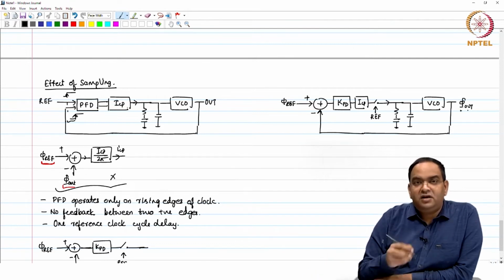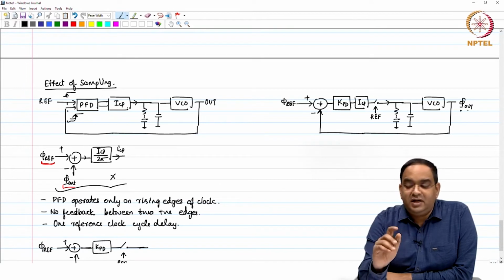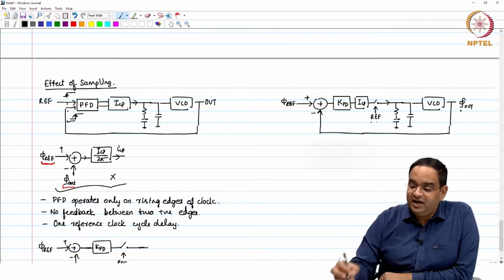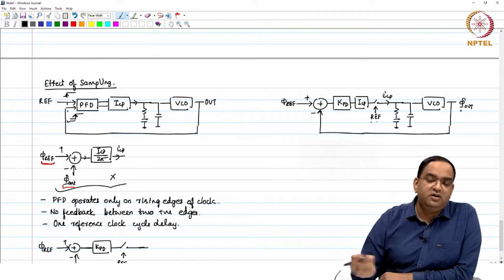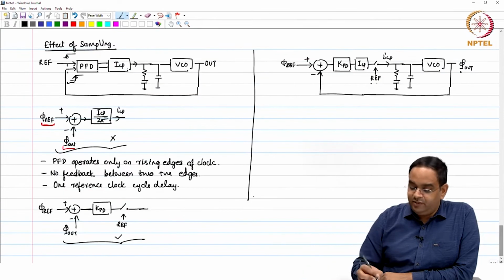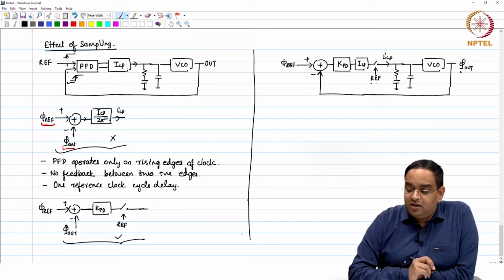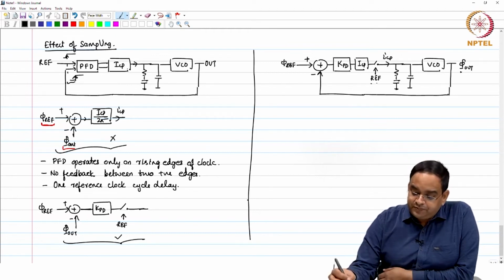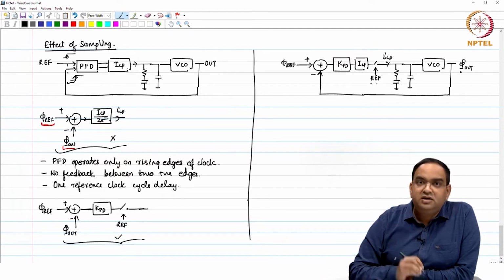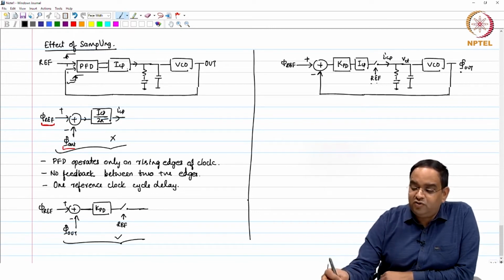That particular phase error, your PFD gives a proportional value, and that phase error is sampled at the reference rate. This is something we have seen. We ignored it at that time, we approximated it, but now it is time to see how valid our approximations were. In this case your ICP changes only at fixed intervals, and that is how you change your control voltage.